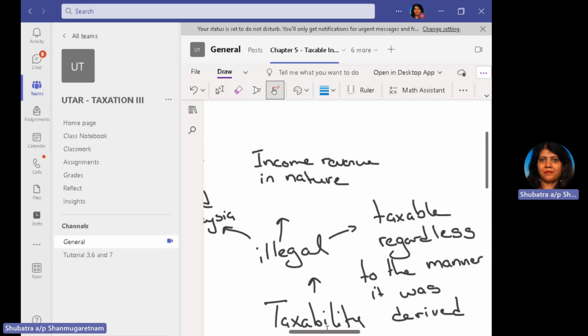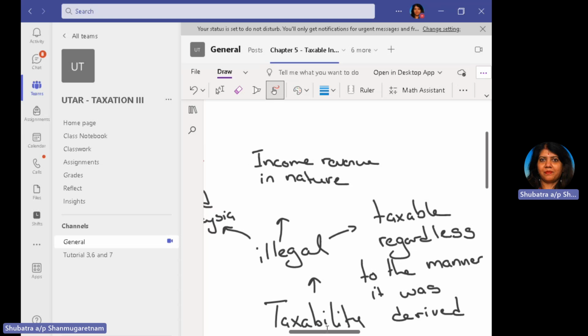Whatever the proceeds I'm getting from selling drugs is an income to me, right? It's not a, it's a business gain. A business gain is a business profit. So it's under 4A, correct? So it is an income to me.